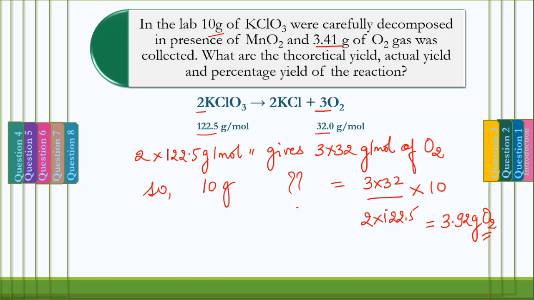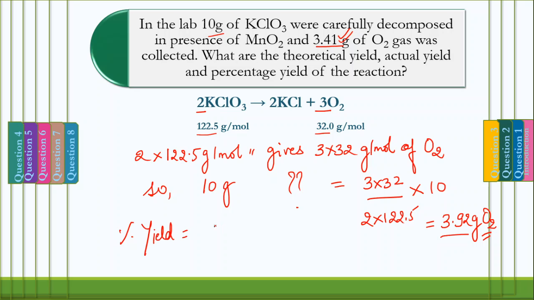Fine, so just solved. Now this is your theoretical yield, because I think that I have used this much, so theoretically this much oxygen should be formed, right? But what is the actual yield? The actual yield you have got only 3.41. So what is the percentage yield?